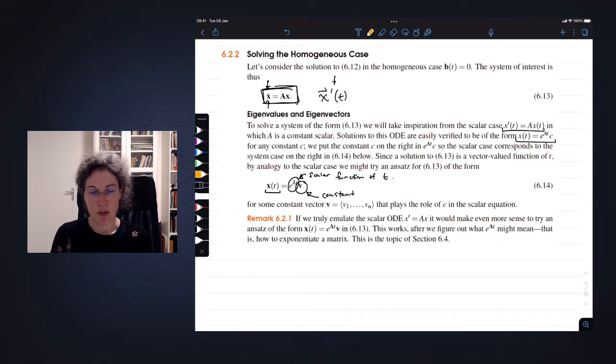Just foreshadowing what we might get to next week, if we were doing exactly the same thing, we would actually try something of the form e to the matrix A times t times v. But we haven't yet defined what this would actually mean. We can define e raised to the power of a matrix, but we haven't done that yet, and that takes a little bit of work. So for the moment, we are going to stick with e to the lambda t, where lambda is a scalar, and we can actually solve using that.